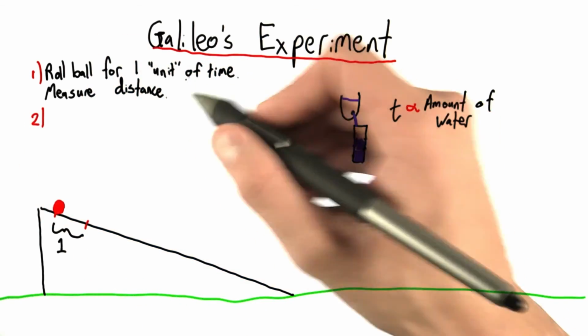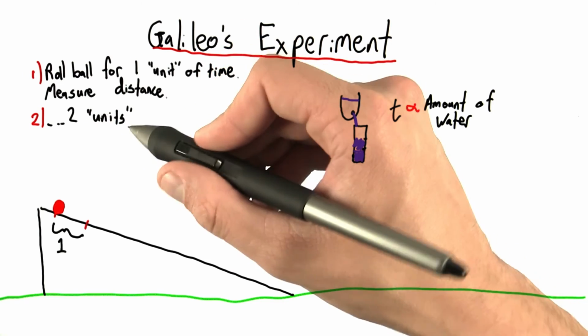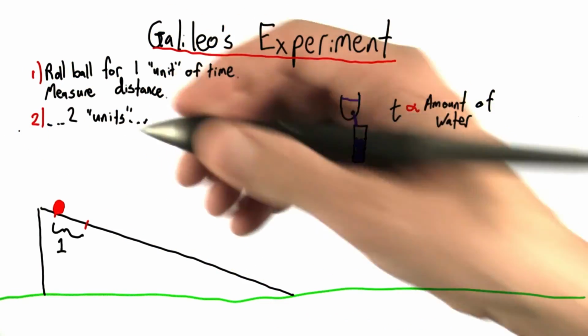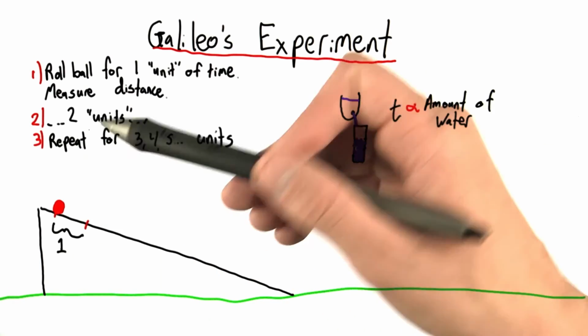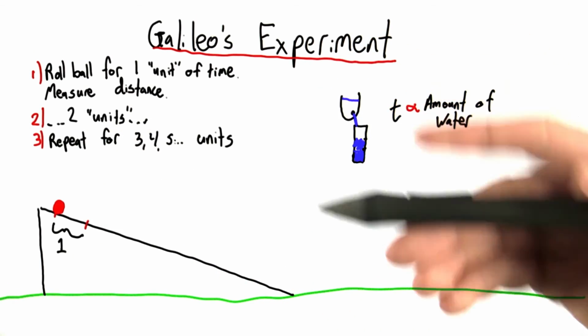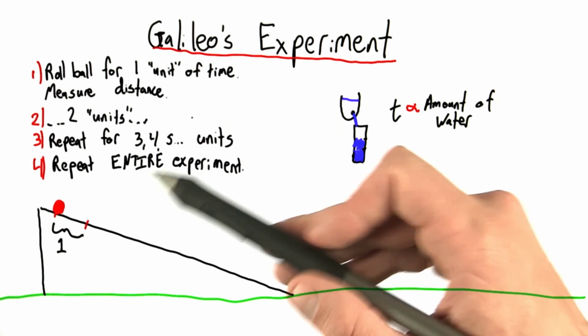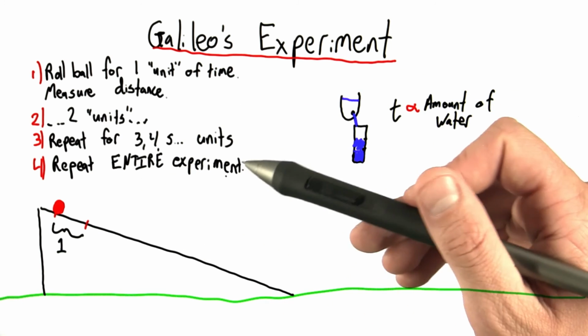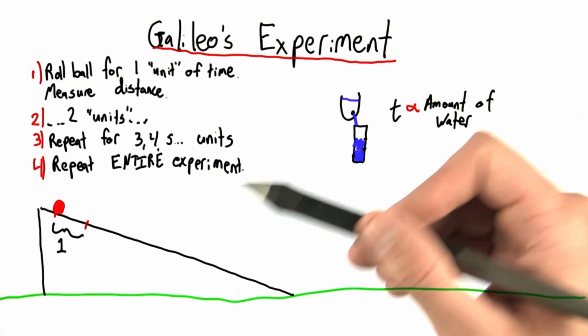After he did that for 1 unit of time, he would allow the ball to roll for 2 units of time, and then measure the distance. And again for 3 and 4 and so on. He'd keep doing this for 3 units of time, 4, 5, and so on. And when he was done, he would repeat the entire experiment many, many times, because more data means you can reduce your error. And we'll talk about that now.